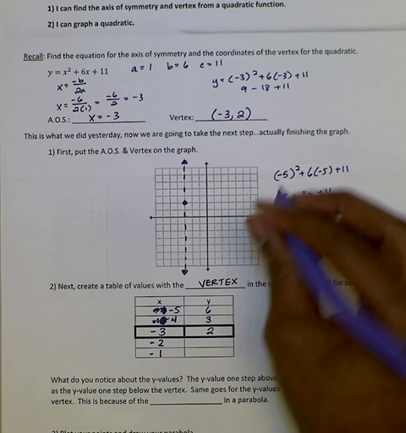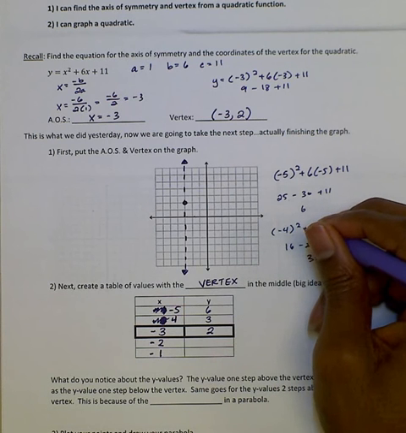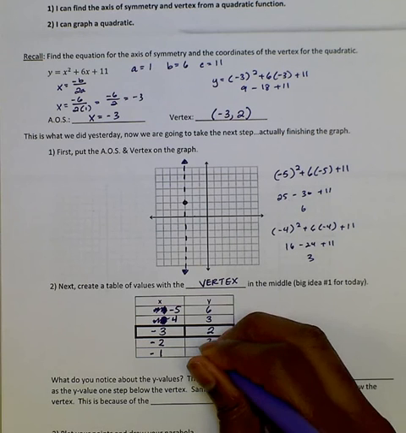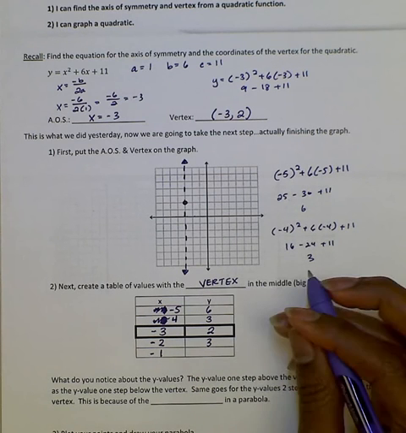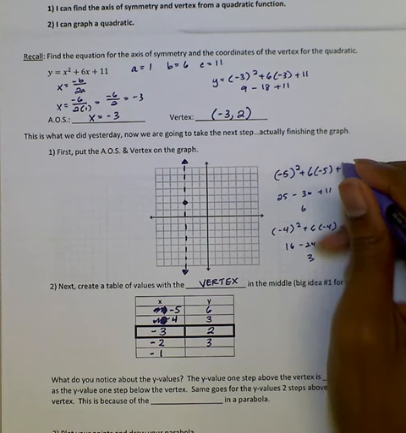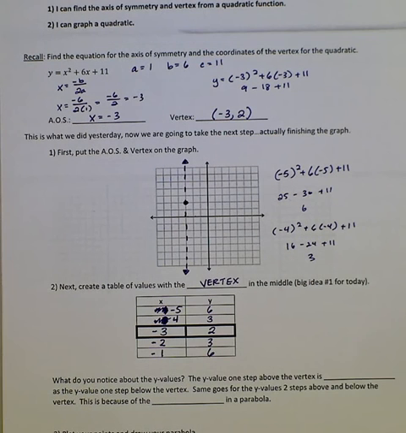We can do the same thing with these other values. Negative 2 squared is 4. 4 minus 12 is negative 8. Negative 8 plus 11 is 3. Negative 1 squared is 1. 1 minus 6 is negative 5. Plus 11 is positive 6. Okay, so filling out that table.